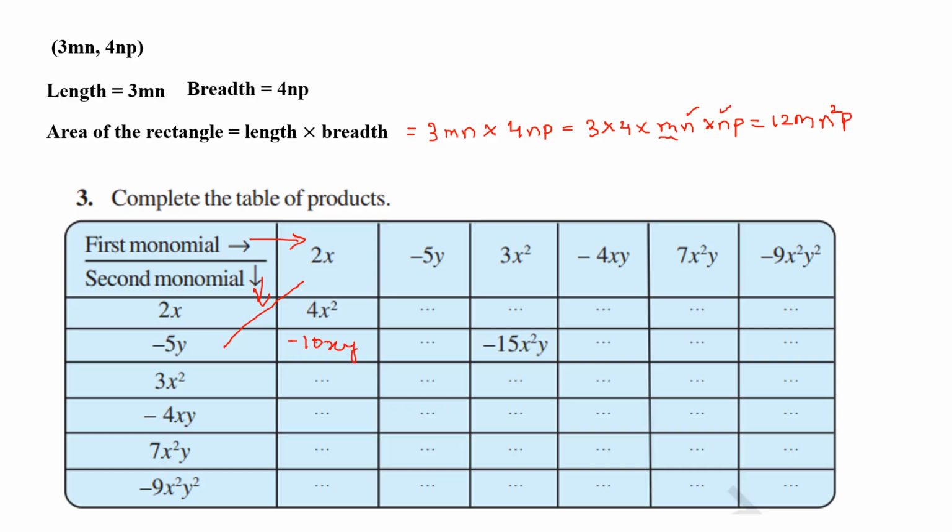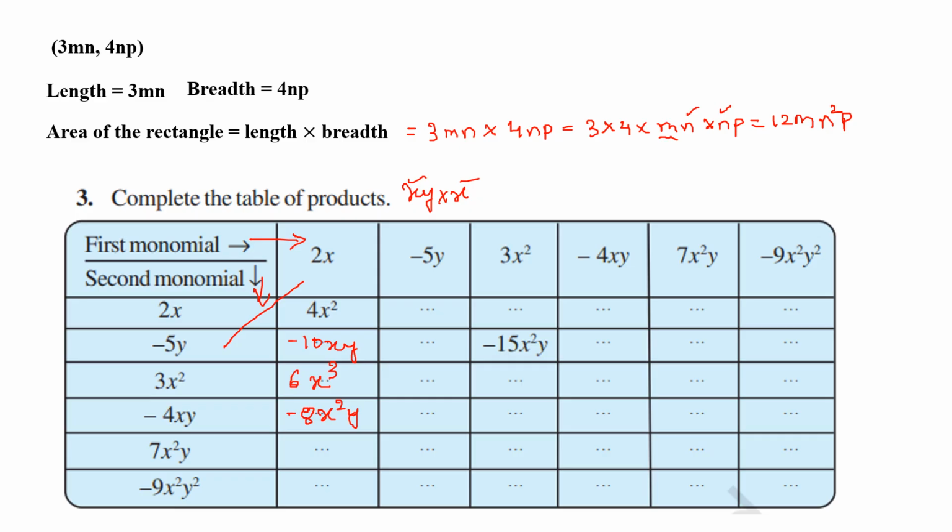Same way 3x square into 2x. So 3 into 2 is 6. X square into x is x cube. Then minus 4xy and 2x. So minus 4 into 2 is minus 8. Xy into x. So it will be x square y. Isn't it? Xy into x. So x and x will become x square and y will be as it is.